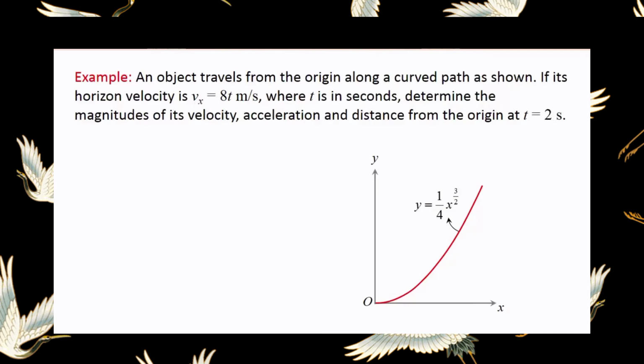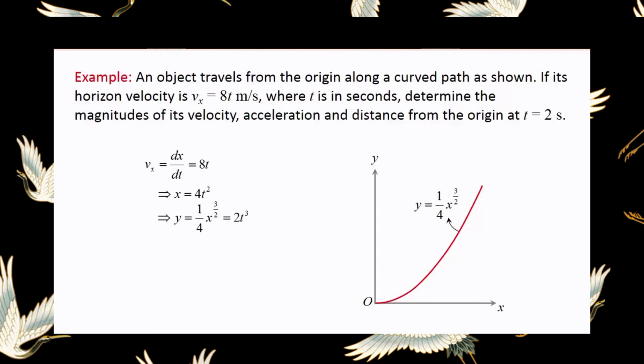Since Vx equals dx over dt, we can use the Vx function to first find the horizontal position x as a function of time. Since Vx equals dx over dt equals 8 times t, through simple integration, we can get x, the horizontal position, equals 4t squared. And since y is related to x through y equals 1/4 times x to the 3/2 power, therefore y, the vertical position as a function of time, is 2t to the 3rd power.